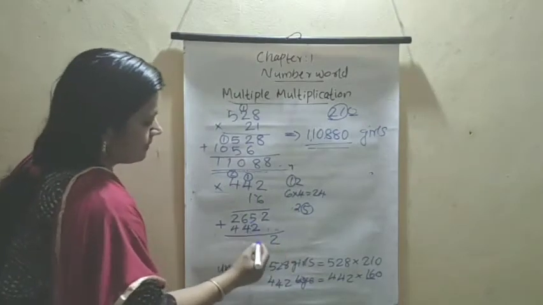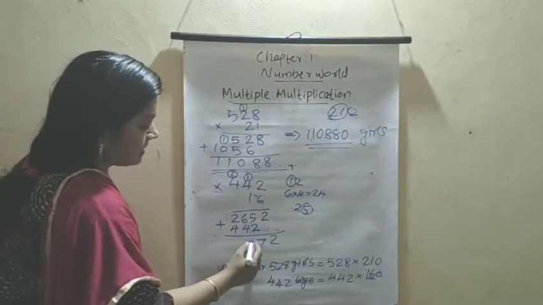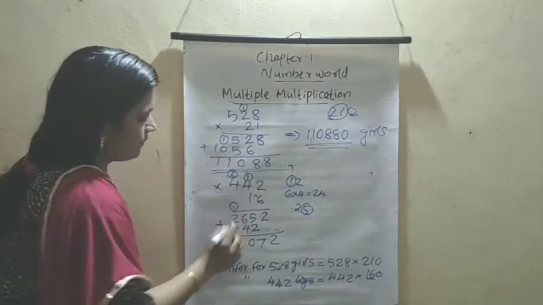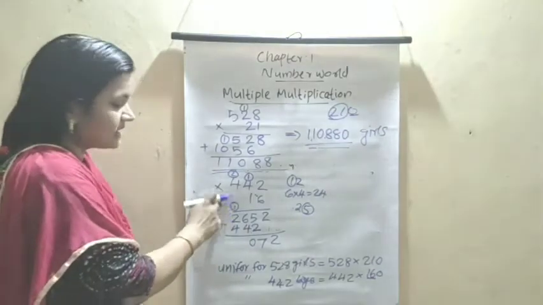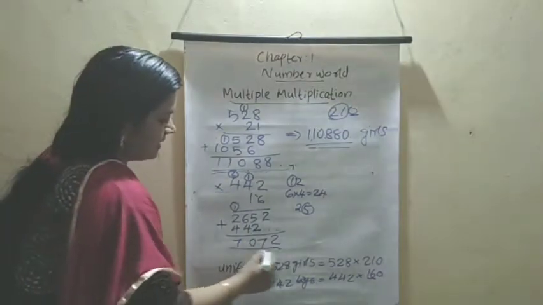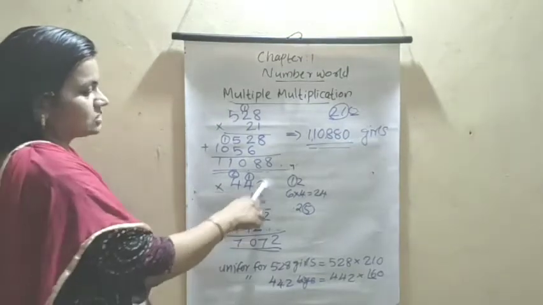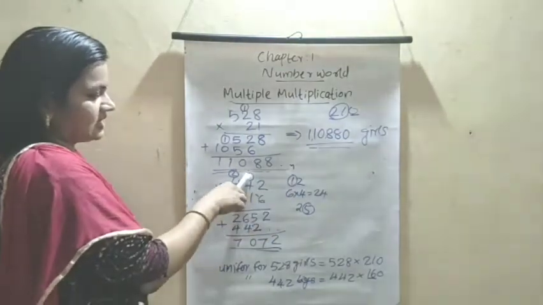2. 5 plus 2 is 7. 6 plus 4 is 10. 1 is the carryover. 4 plus 2 is 6. 6 plus 1 is 7. Understood? So 6 2s are 12. 2 is right here. 1 is the carryover.